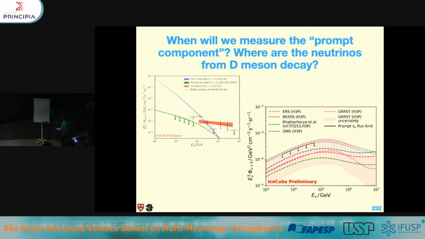And this is some of our latest measurements. As a function of the energy, these are different models for the contribution of neutrinos from D meson decays. These are our current upper limits. So we're getting to the region of interest, but we are not quite there. So we haven't actually seen these neutrinos.